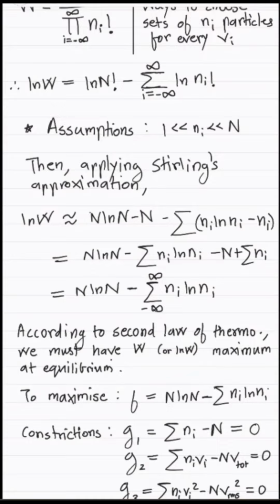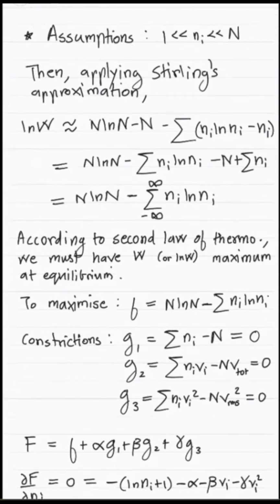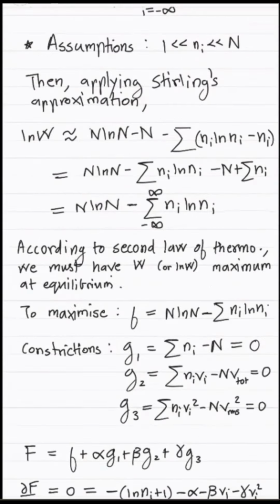And then you can clean up some stuff to basically get this thing: capital N natural log of capital N minus summation of ni natural log of ni. So according to the second law of thermodynamics, we must have the maximum value for this capital W for equilibrium. So to maximize this, small f is said to be equal to capital N natural log of N minus summation of ni natural log of ni. Of course, small f is just natural log of W, but in an approximated form, right?